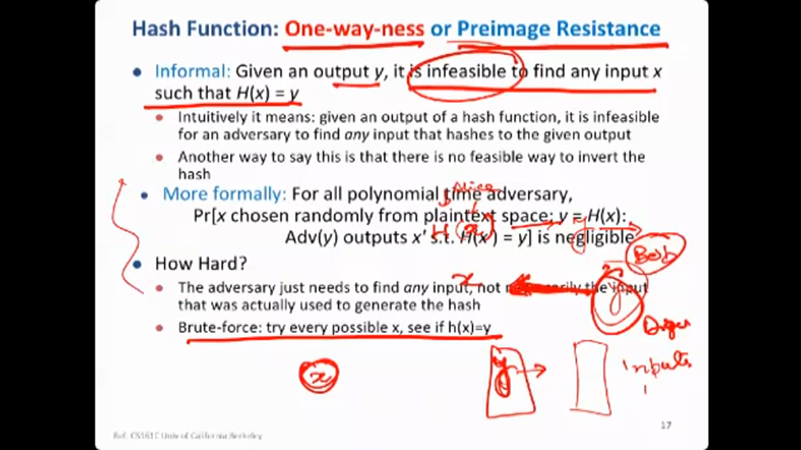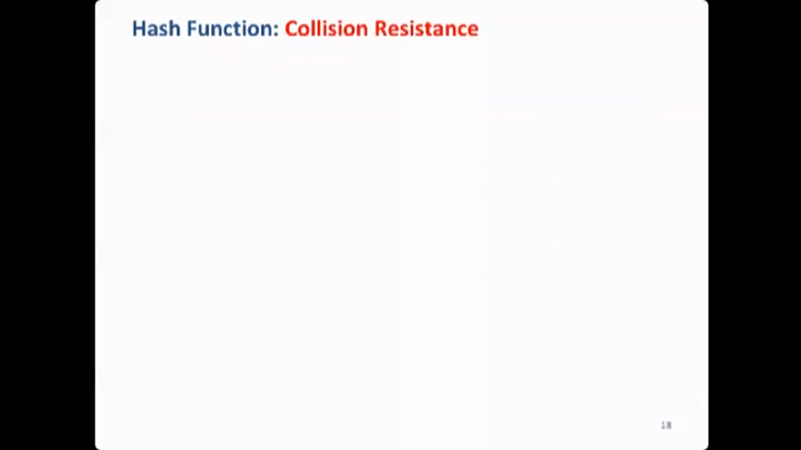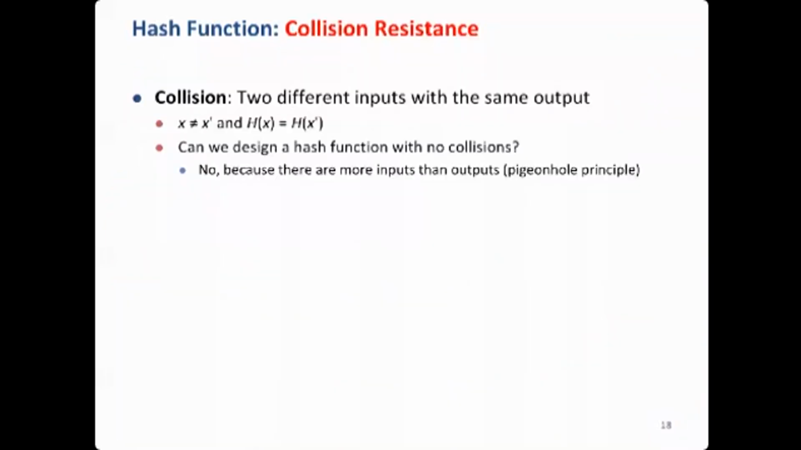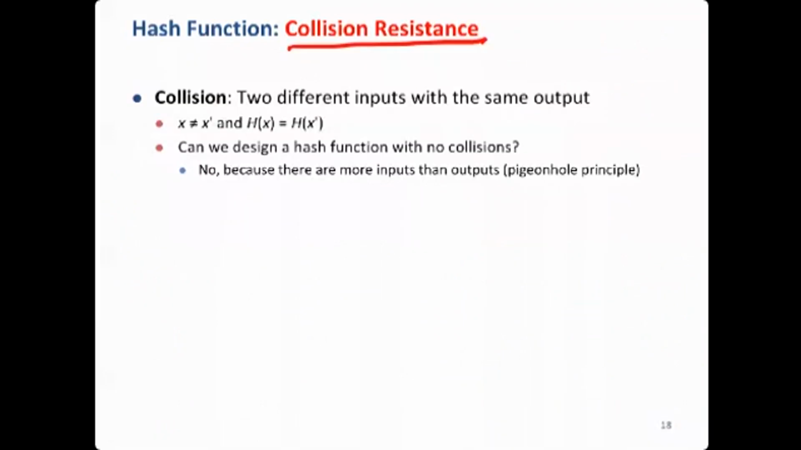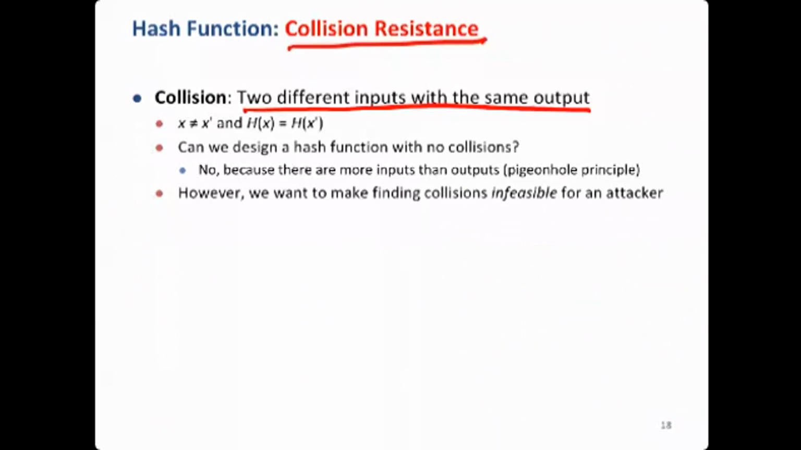Okay, so the first is the inverse property. Basically it is a one-way property, that finding the inverse is infeasible. Second is collision resistance. It means that for two different inputs the output is the same, so it is difficult to get a pair of inputs x and x dash such that they output the same hash value.